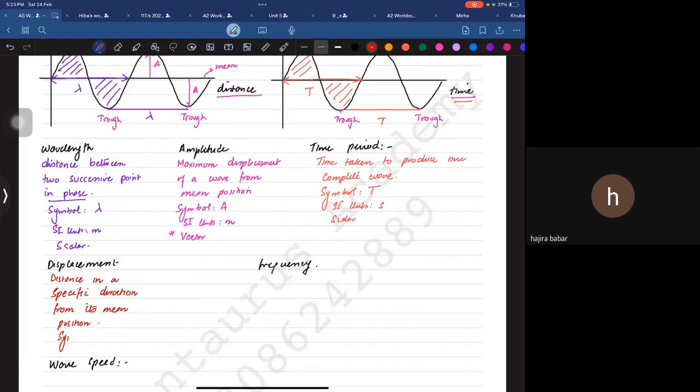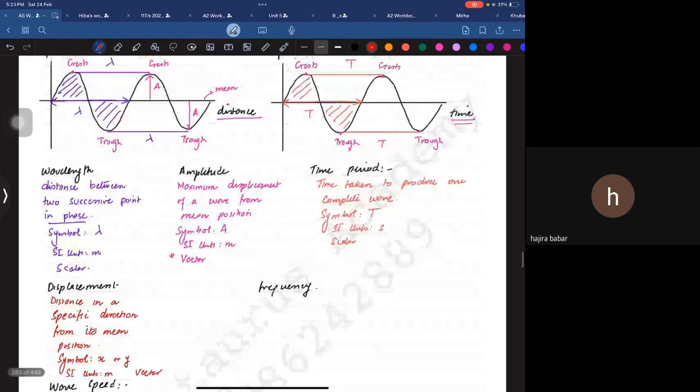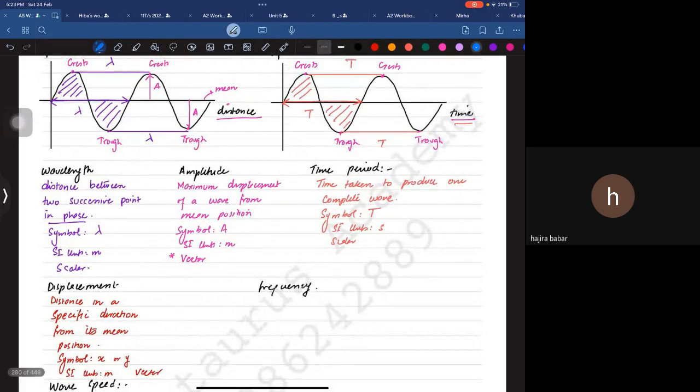The symbol for displacement, generally the examiner is going to use X or Y, and its SI units are meters, and it is a vector quantity. Remember that. So generally whenever they're asking you just displacement, it'll give you X here or maybe Y here. So it's not amplitude because that's not the maximum, but it could be any displacement on the wave.